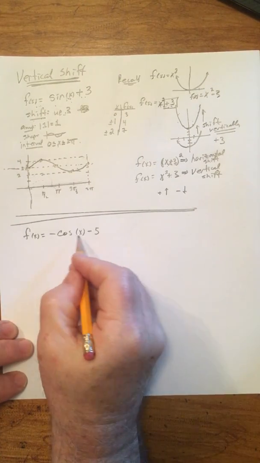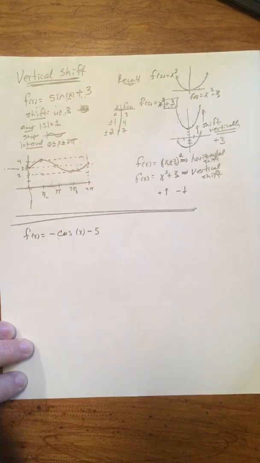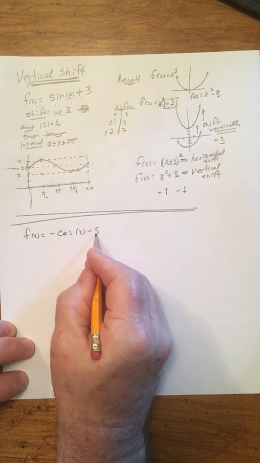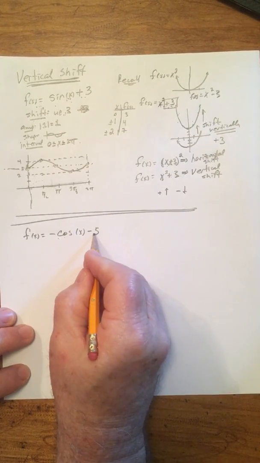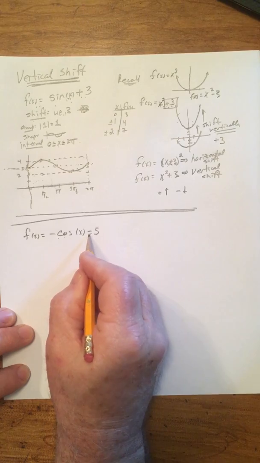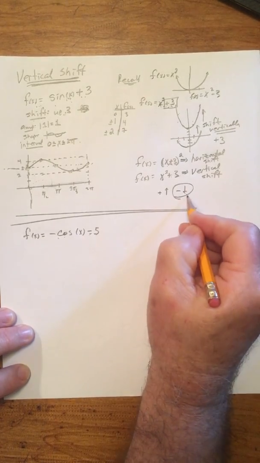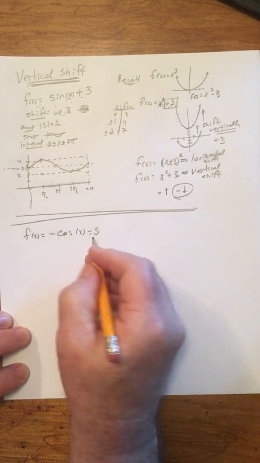Okay, our next investigation with this vertical shift is this function. F of x is negative cosine of x minus 5. So we have subtracted a value outside the primary function. Subtract is a vertical shift downward.